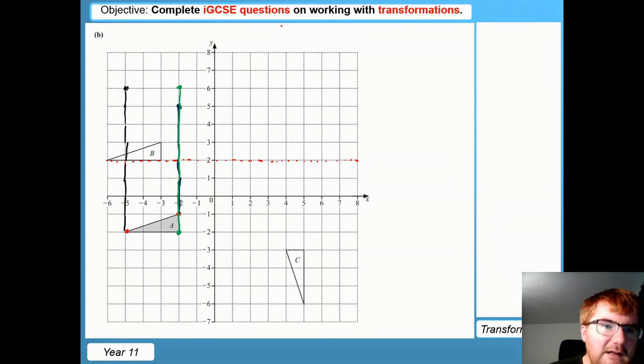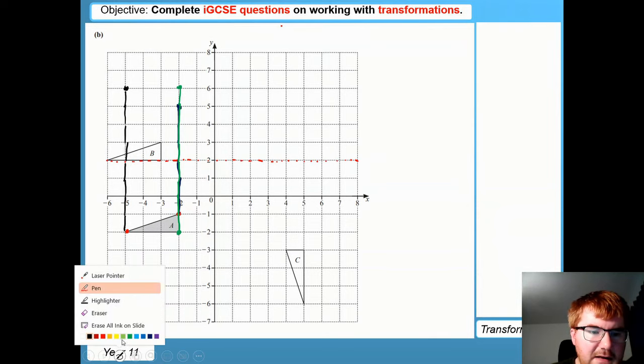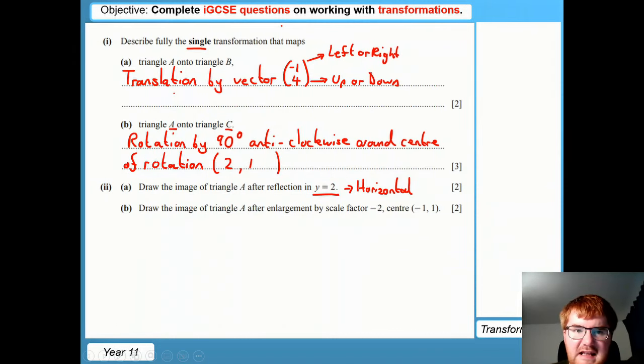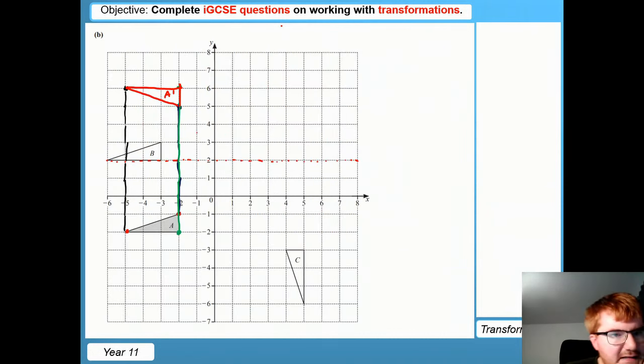So that's going to be our last point, and that is going to be our reflected shape, which I'll do in red. So this shape has been reflected to here. I'm usually going to just call that A dash to indicate it's the image. And that is my answer there.